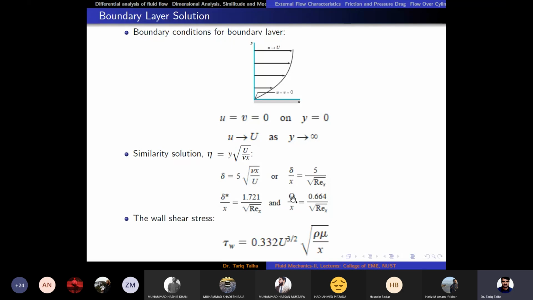Similarly, the wall shear stress can also be found. So tau w, which is mu into du by dy, he calculated by using this relation. You don't need to memorize these formulas. If I give any numerical problem, maybe I would give you these relations so you can do the calculation, because we haven't done the derivation, so you don't need to cram it. Maybe I would give these formulas.